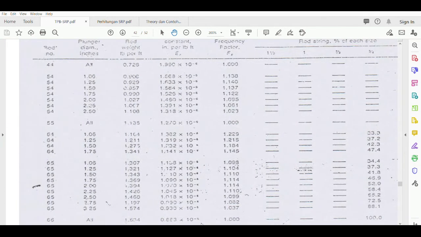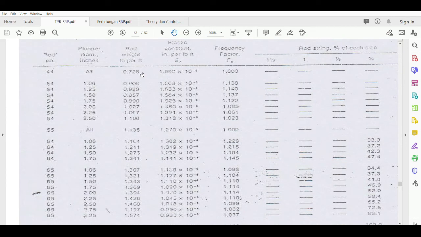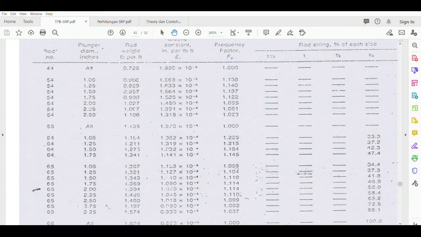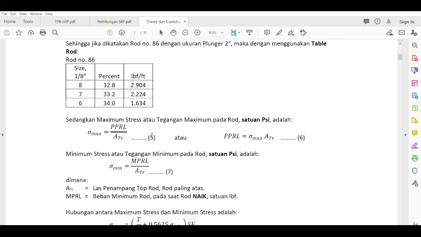And then each of the rod weights, as you can see here: for the 6/8, this is the weight, 1.634. For the 5/8 it is 1.134. For the 4/8 it is 0.726. So this table is coming from this. So if we want to calculate the weight, we do it later.